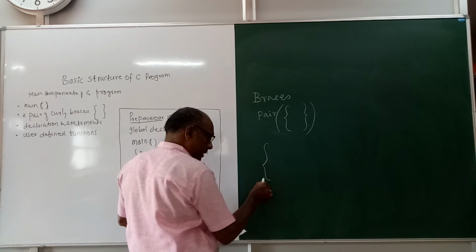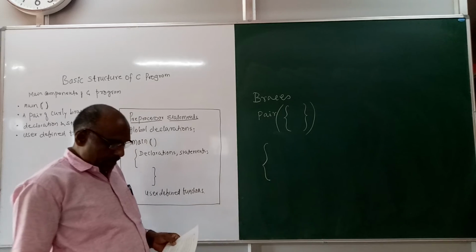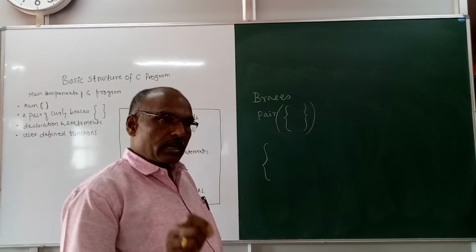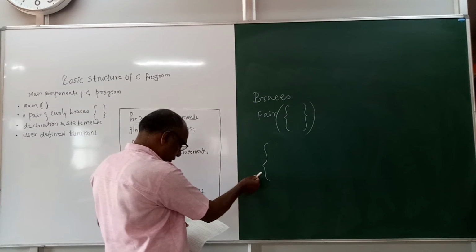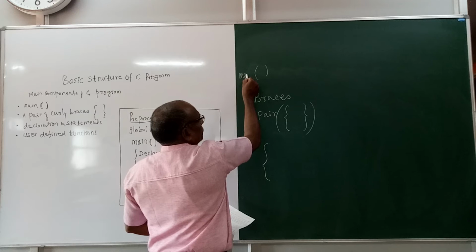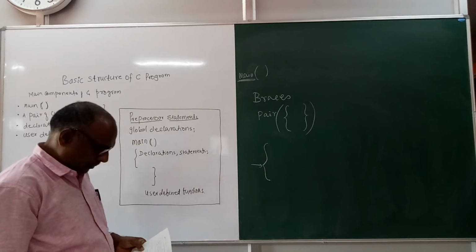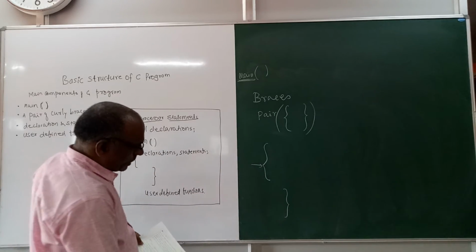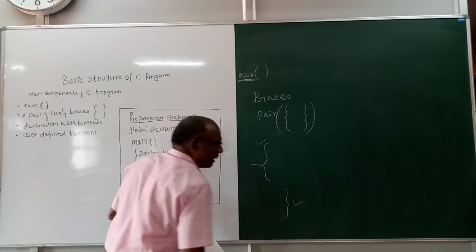The left brace, that is here and here, indicates the beginning of every C program, the beginning of the main function, which we write here. On the other hand, the right curly brace indicates the end of this main function. The left brace is for the beginning, the right brace is for the end of a program.